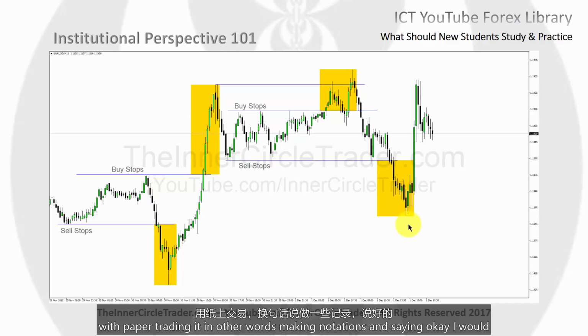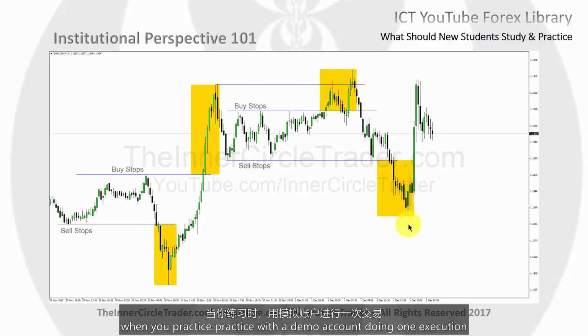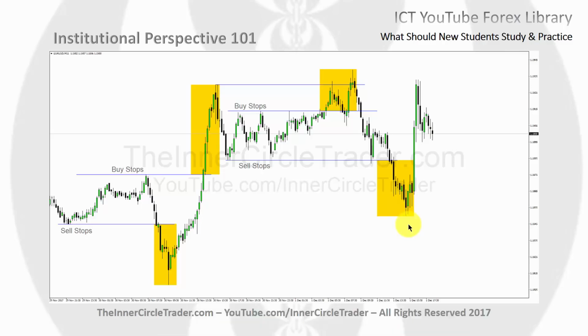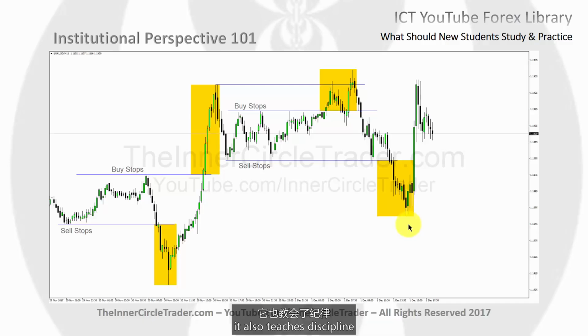There's nothing wrong with paper trading it. In other words, making notations and saying, okay, I would hypothetically do this and hypothetically do that. But when you practice with a demo account, do one execution, manage it to get 20 to 30 pips for the week, and then stop. Don't do any more demo trading. And it also teaches discipline. So you're forcing yourself to follow rules.